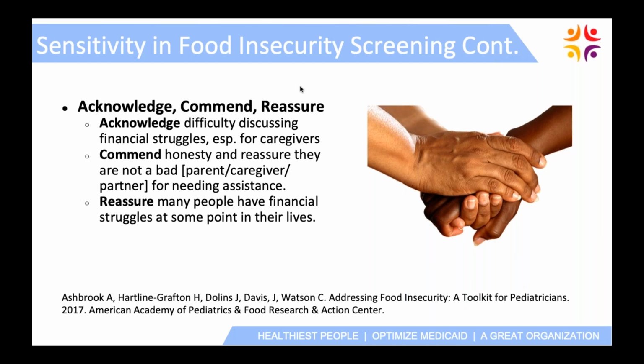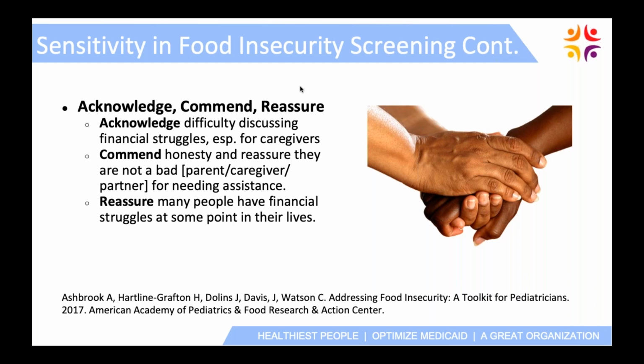I should also mention to make sure you reach out to anti-hunger organizations to help address specific resources in your state and community.